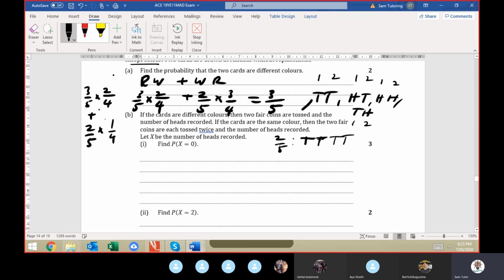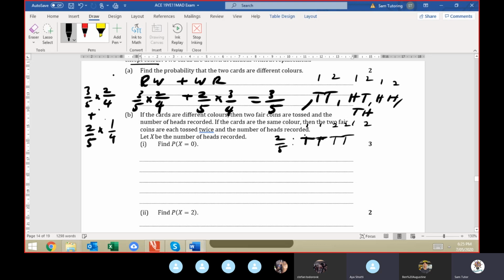If the cards are the same color, which means that occurs 2/5 of the time. Do you understand how I got 2/5? Yeah, I get that. 1 minus this, or I even did the math again if you really wanted to do the math here. But anyways, then the 2 fair coins are each tossed twice. So that means the first coin and the first coin. So the first coin I tossed, I got a head. And then the first coin I tossed again, I got a tail. The first coin I tossed again, and I also got another tail. Let's hypothetically say. Then I tossed the second one, I got a tail, and I tossed the second one again, I also got a tail. Does that make sense?